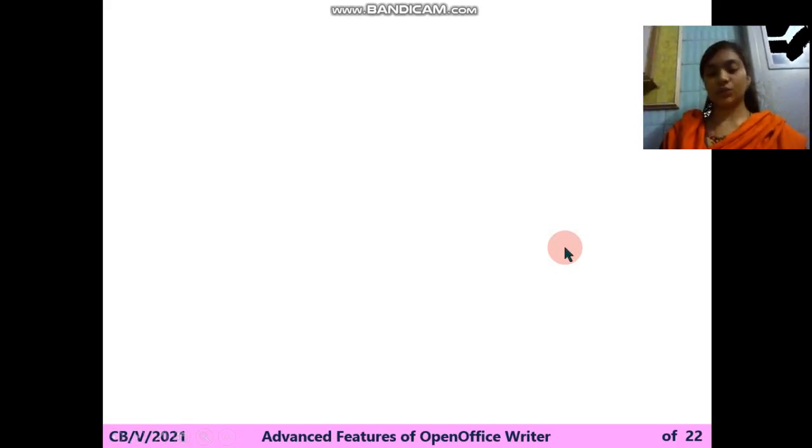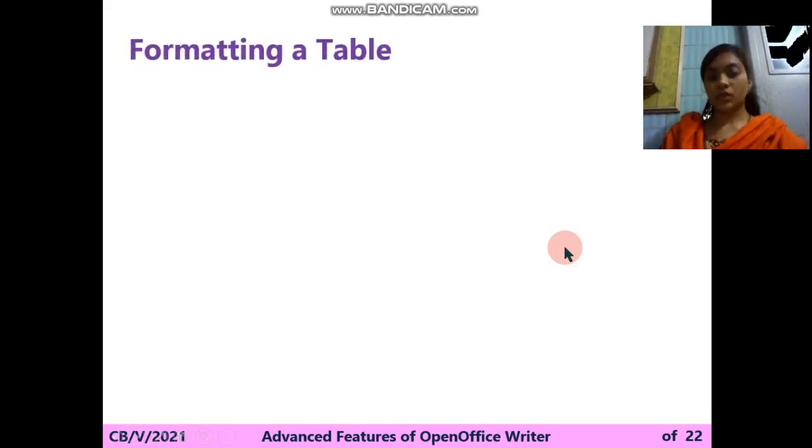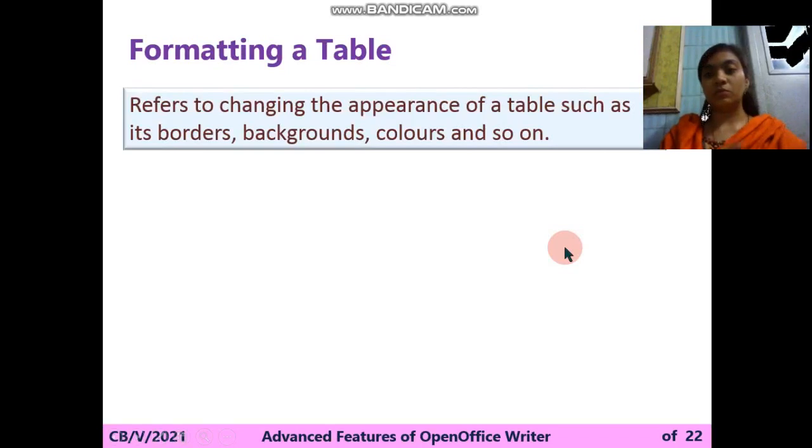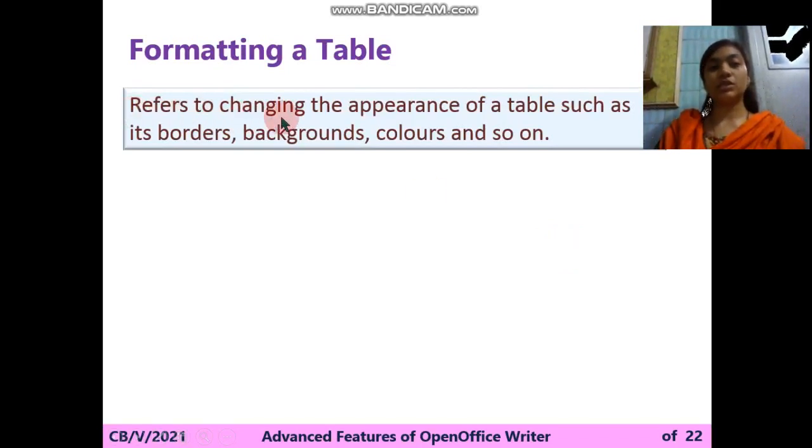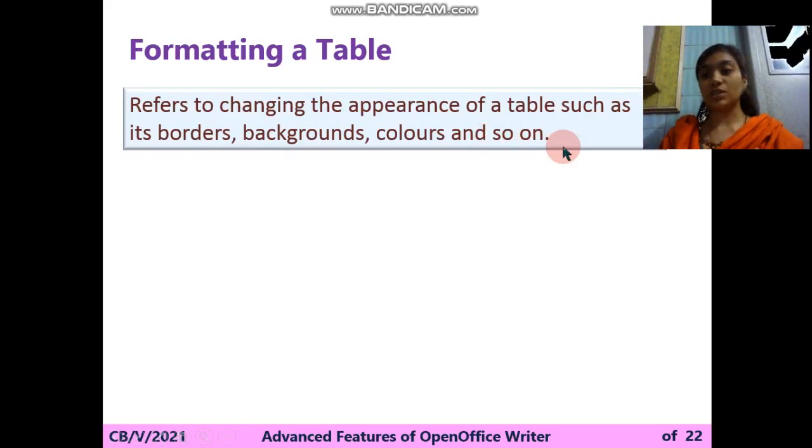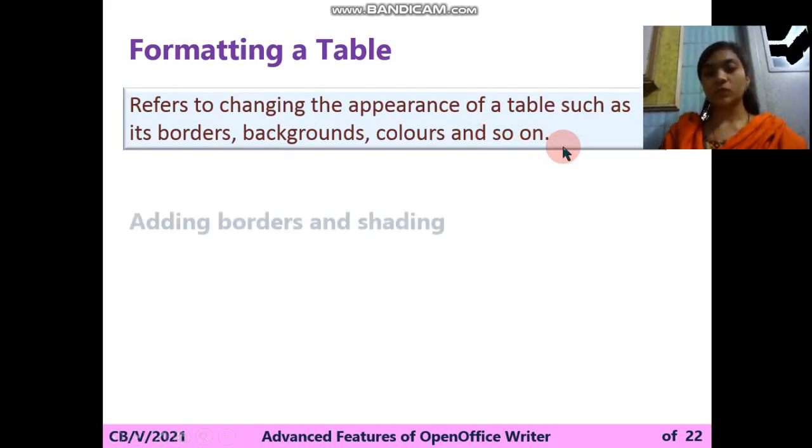So here we are going to the next step of the table, that is formatting the table. So what do we mean by formatting a table? It refers to changing the appearance of the table, such as its borders, backgrounds, colors and so on. You can change all these things to make the table in your document more attractive.